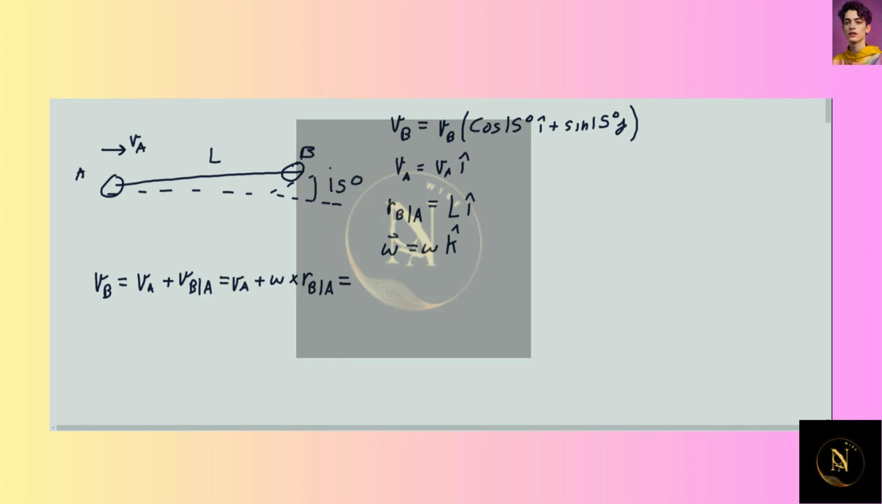So this gives us VA in the I-hat direction plus omega L in the j-hat direction then. We can then group like terms because VB has a I-hat and j-hat term. So the I-hat terms, which I'll highlight here in red, will be VA equals VB times the cosine of 15 degrees.